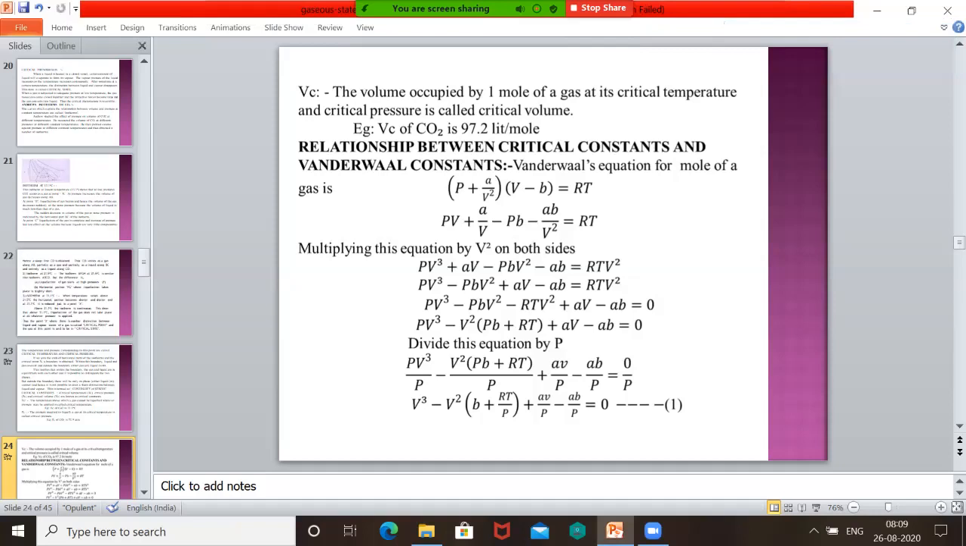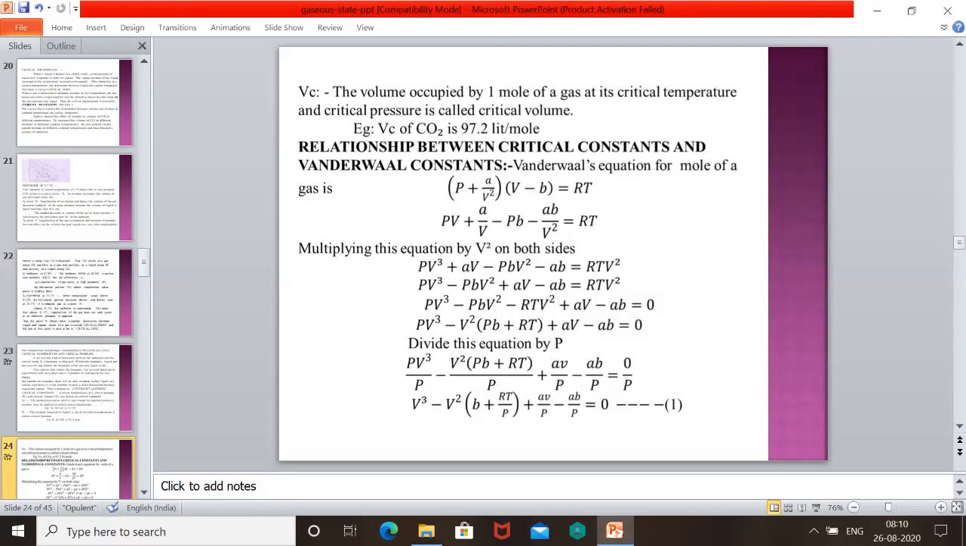If we expand it, multiply P to V, PV, then Pb, a/V² into V is a/V, ab/V² is equal to RT. This is the equation. Now we make it a uniform equation by multiplying with V², because the LCM is V². PV³ + aV − PbV² − ab = RTV².